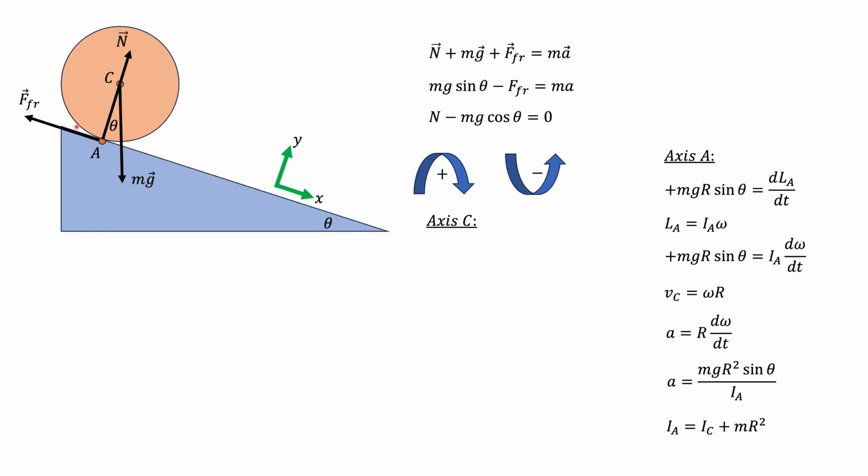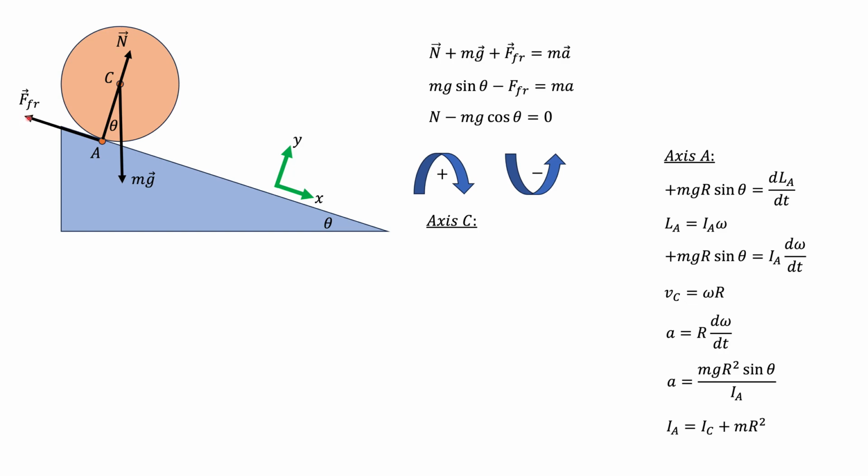Now let's consider the same problem, but only with respect to the axis that goes through the center of mass, axis C. In this case, when we look at this point, axis C, we find that both normal force and the gravity go through this point or through this axis. Therefore, the torques of those forces are zero. And the only force that produces non-zero torque is the friction force.